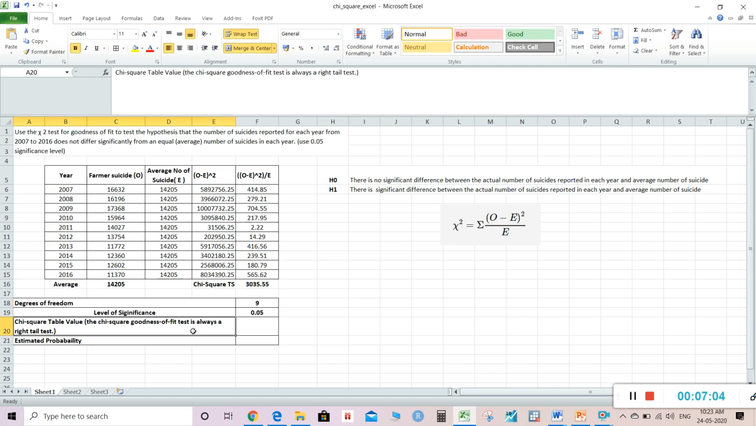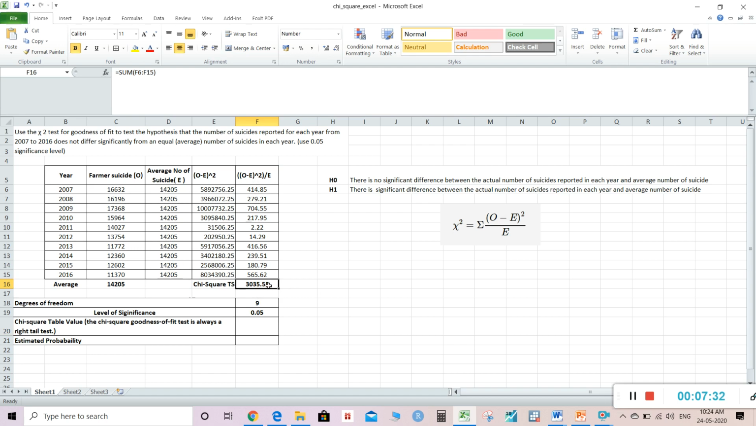The chi-square goodness of fit test is always a right tail test. So remember that your chi-square goodness of fit test is always a right tail test. That means you always need to find a right tail critical value. The reason is we are bothered only about a large number of this squared deviation, right?